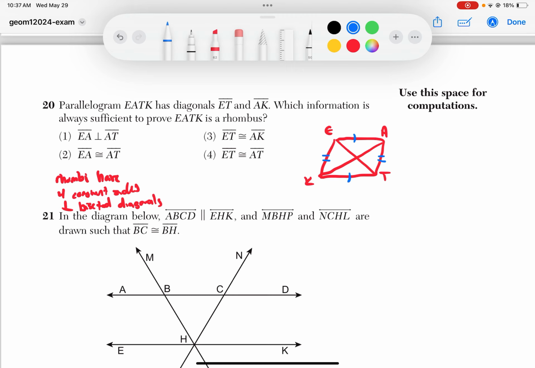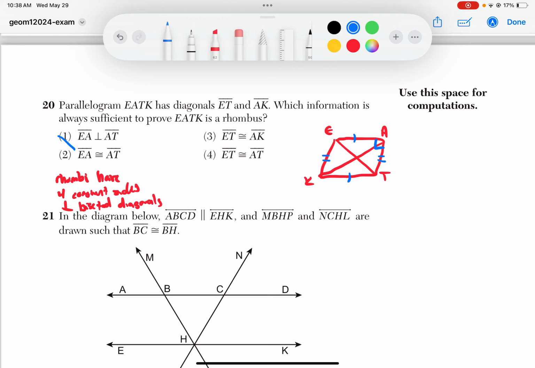So let's just look at each of them individually. EA is perpendicular to AT. Okay. Problem with this is, can I make a counterexample where it's not a rhombus? And the answer is absolutely I can. I can just make a rectangle. So it cannot be 1. That is not enough for me to prove it's a rhombus.